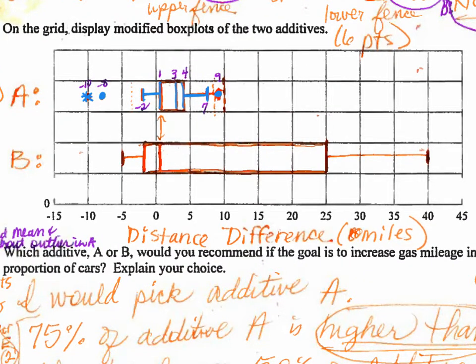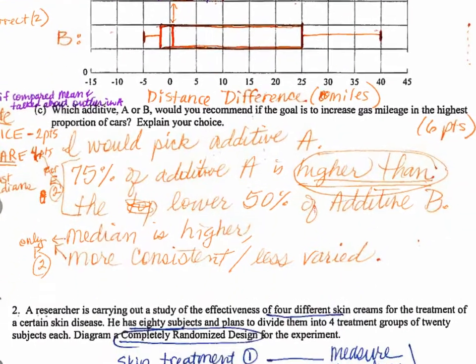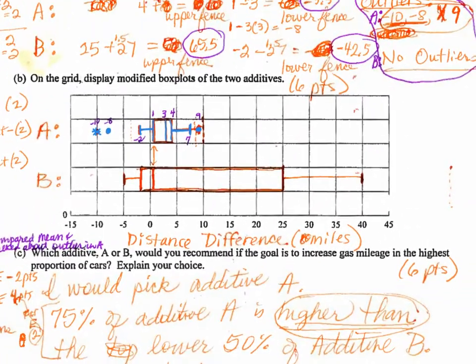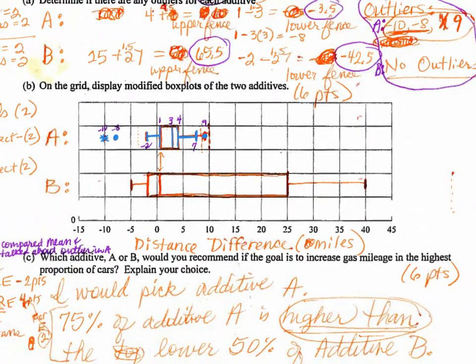Okay, so finally, this is about having an additive and not having an additive and seeing if you got better gas mileage. So after looking at these two, positive numbers means the additive got you farther distances. So based on that, which one of these do you think is a better additive? Additive A or additive B? What do you think, Carson? For achieving what it asked for in C? It says, which additive, A or B, would you recommend if the goal is to increase gas mileage in the highest proportion of cars?